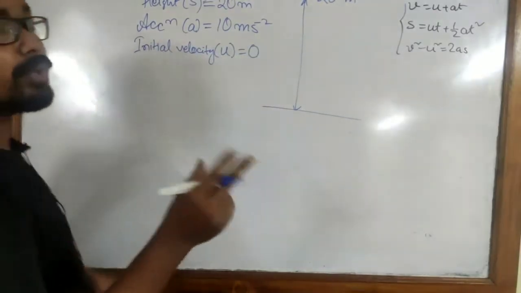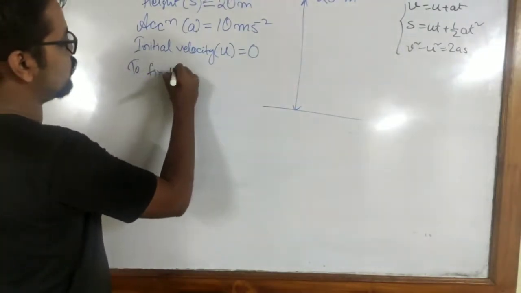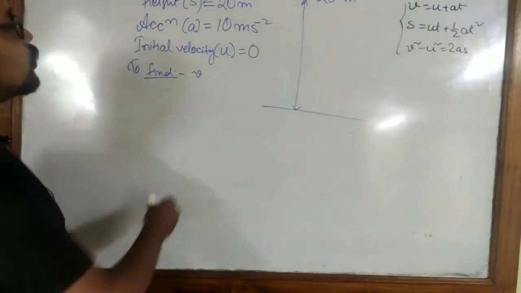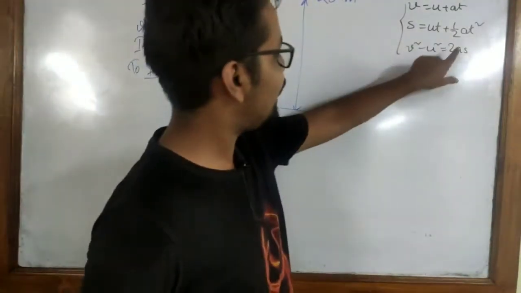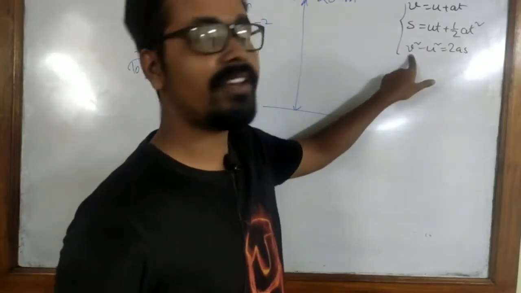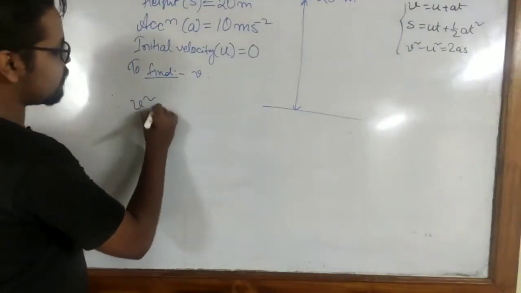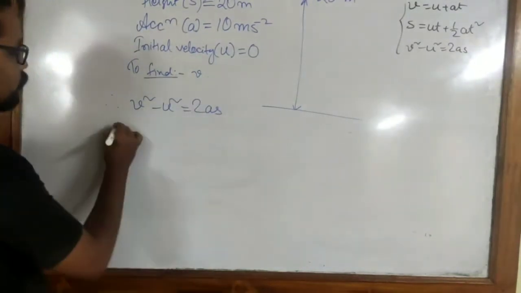We need to find the final velocity, v. So which formula will we use? We have a, s and u, so we can find v very easily. Therefore v square minus u square is equal to twice a s. This is the formula.